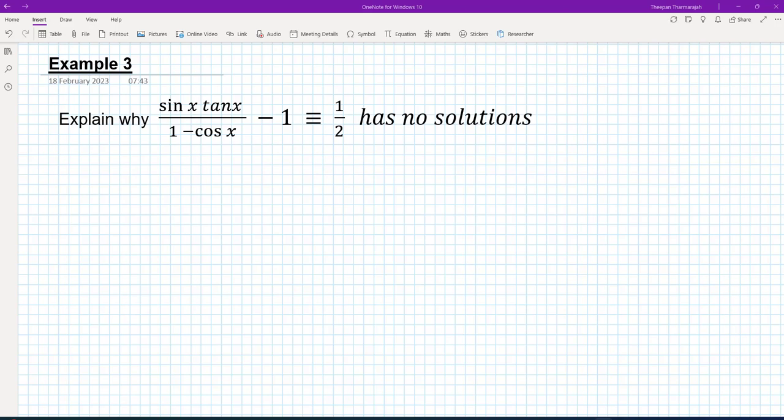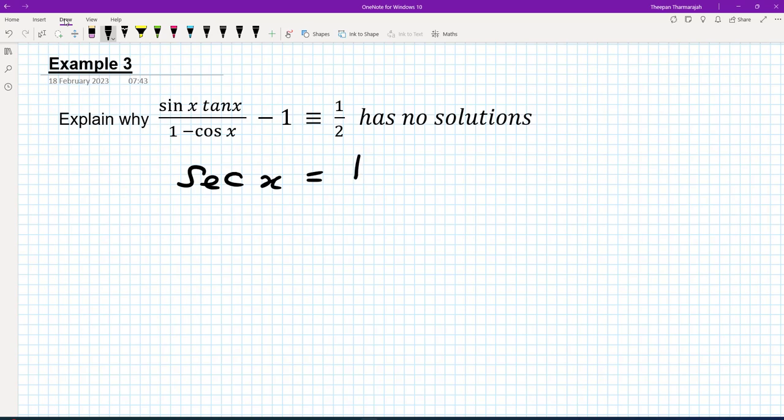Now for the second part of this question, it states, explain why sine x tan x over 1 minus cos x, minus 1, equals a half has no solutions. You could try the question, pause it, and watch my worked solution. So this is similar to the example that we did. Well, we already showed that this was identical to sec x. So what we have is sec x is equal to a half.